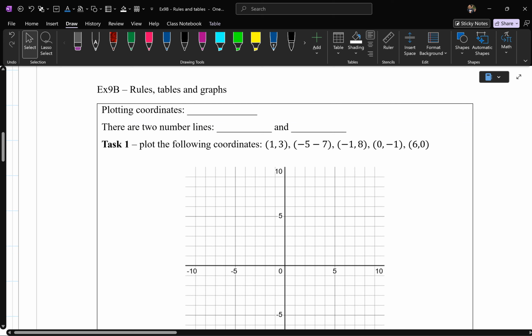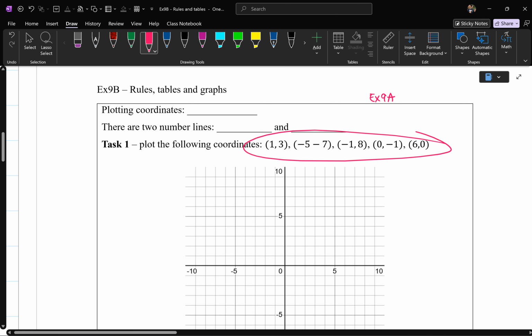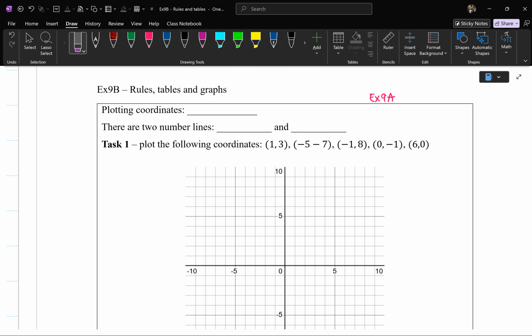First part of the exercise. You will be doing exercise 9A only if you struggle with plotting. Okay, so 9A is about plotting coordinates, which we've done in year 7, and I did a revision on Monday on how to plot coordinates. So plotting coordinates, remember, there are two numbers because there are two number lines. You've got a vertical number line and you've got a horizontal number line. So when you put a coordinate, it means I'm using the horizontal and the vertical number line to figure out where I am on the 2D map.